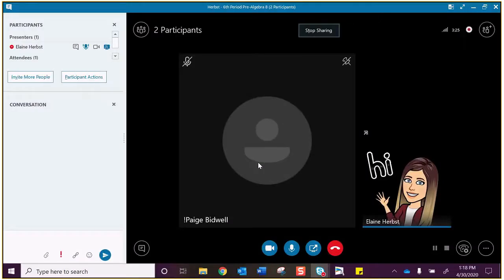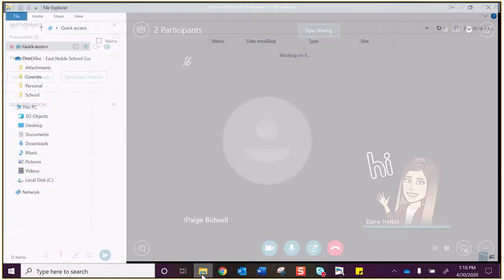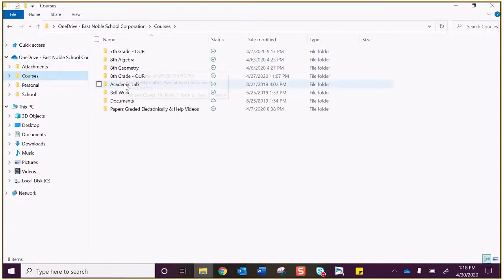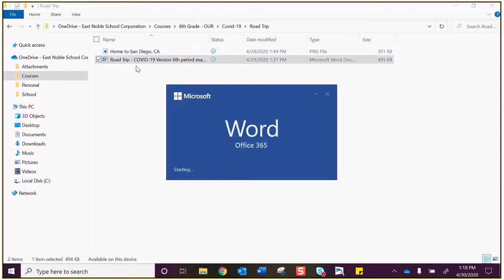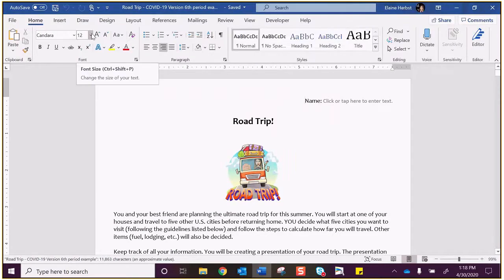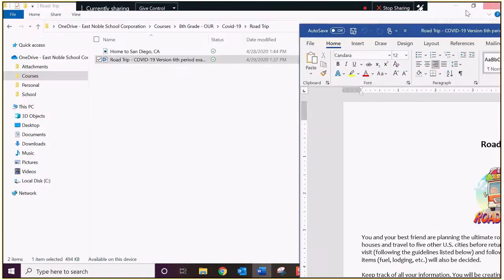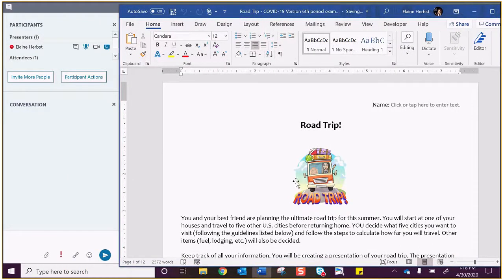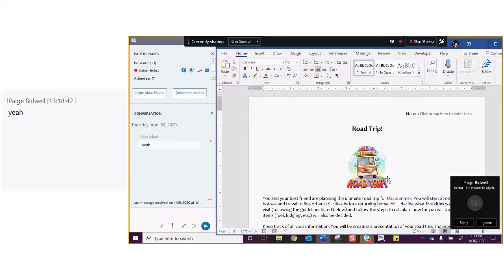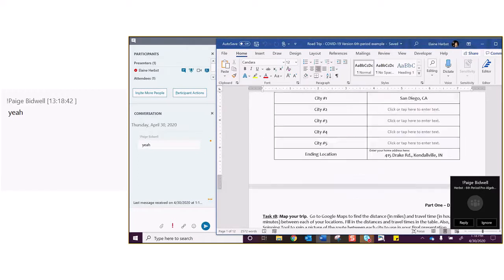We are going to go over task 3 today from the road trip project. So I'm going to go ahead and open my document from yesterday that I was working in. Can you let me know if you can see my desktop? You can just type yes or unmute yourself and say yes. Perfect. Okay. So we are going to scroll down to task 3.